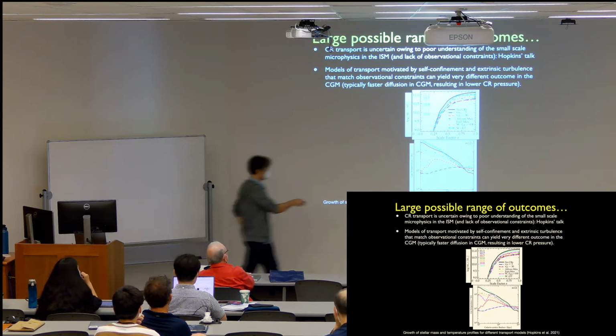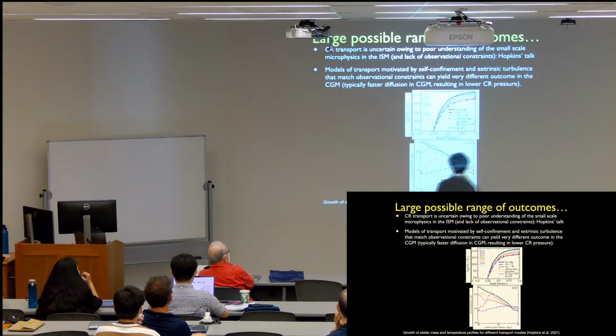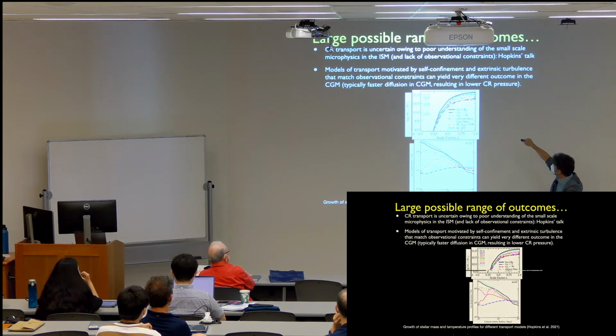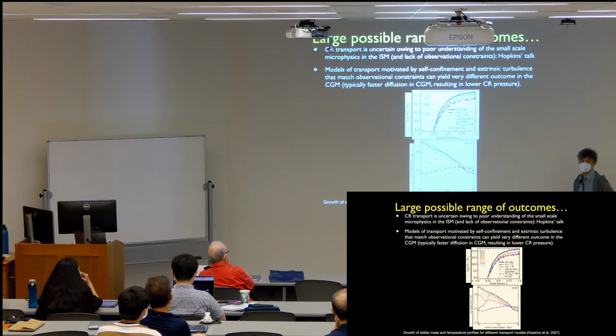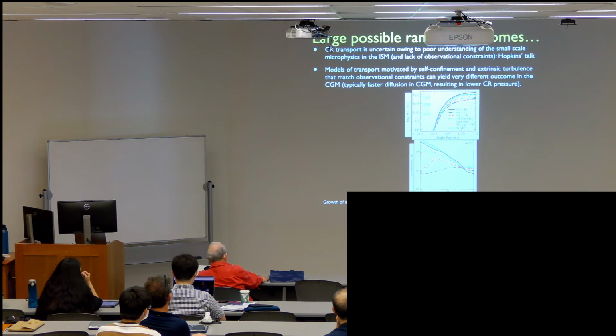This is illustrated in this plot from one of Phil's papers. These are different ways of transporting cosmic rays. They all roughly match the gamma ray emission. So in the ISM, they're doing similar things, but once they leave galaxies, they typically go faster through the circumgalactic medium, so they don't build up as much pressure there.